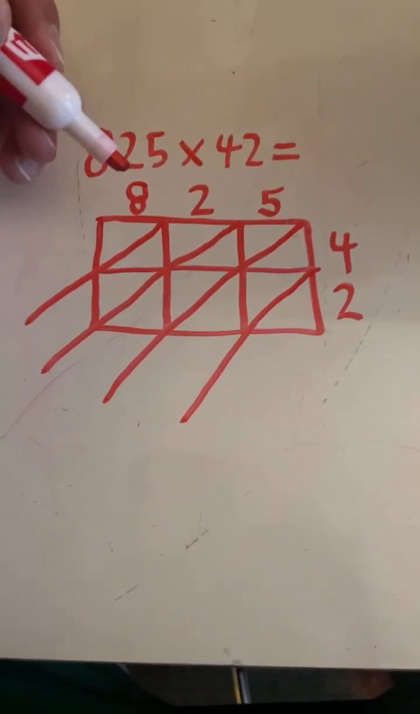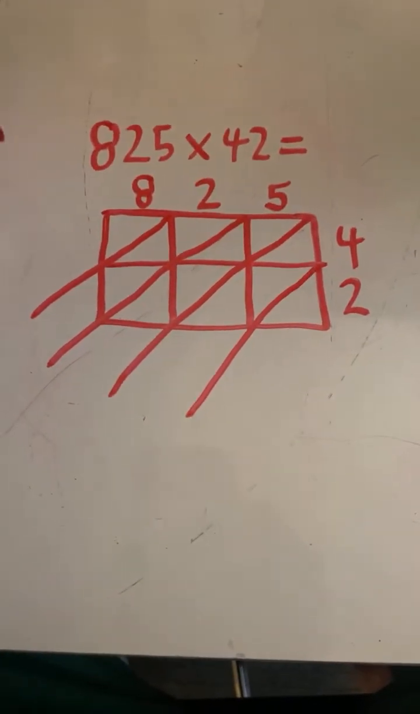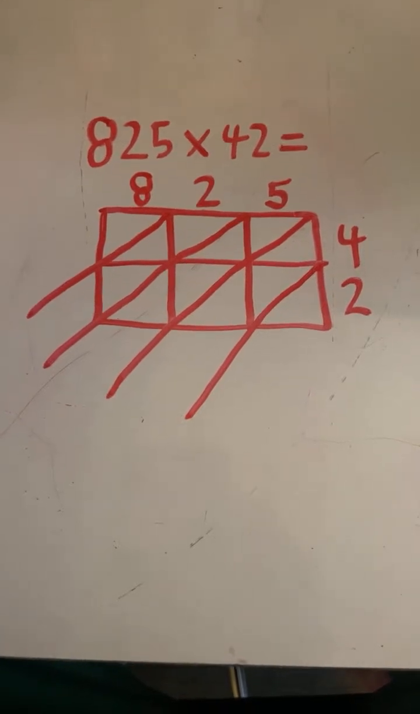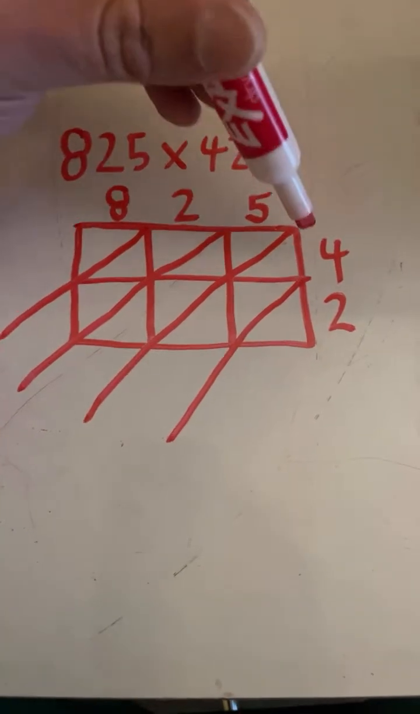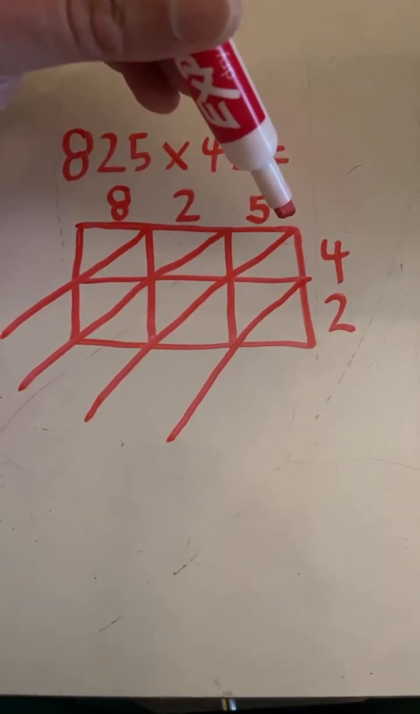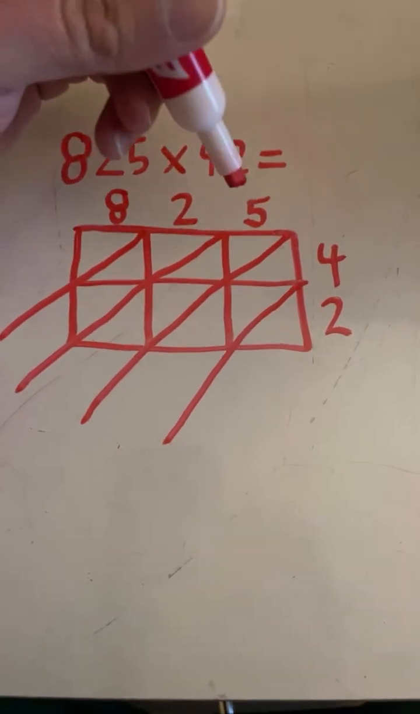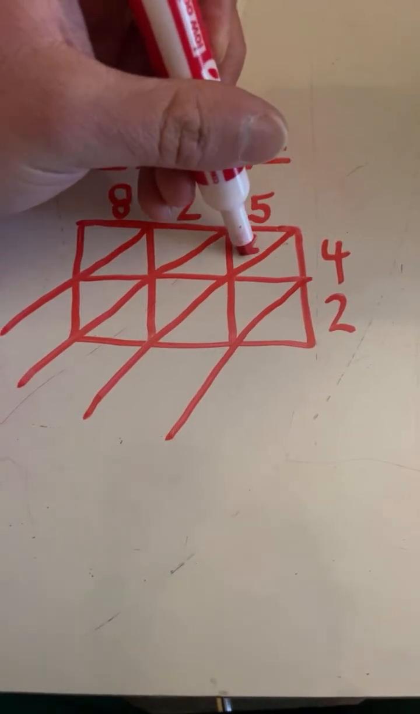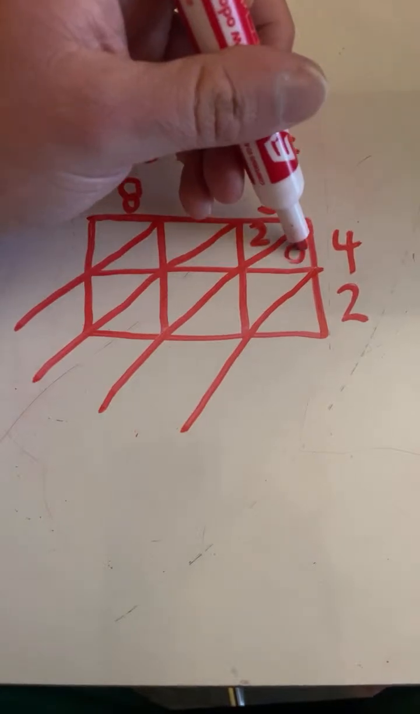So for the lattice method, each digit gets a box, and you're solving single-digit multiplication problems square by square. So in this square, we're going to put the answer to 5 times 4. And each digit in our answer gets a different triangle. So 5 times 4 equals 20. So the 2 in 20 goes in this first triangle, then the 0 goes in the second triangle.